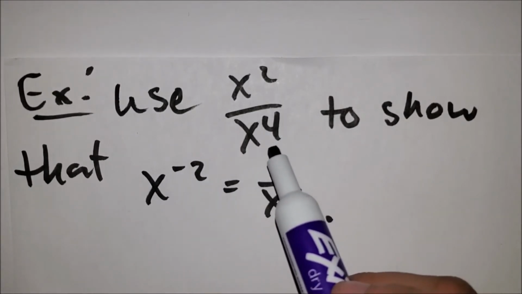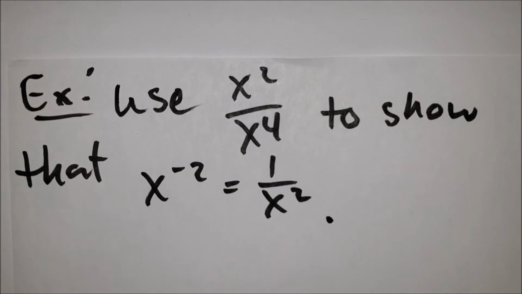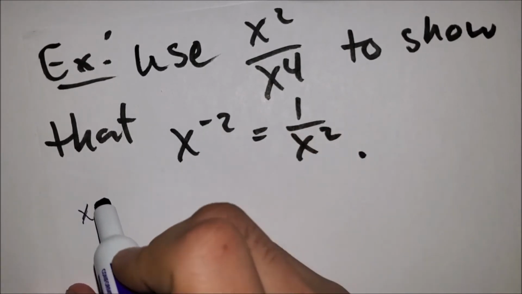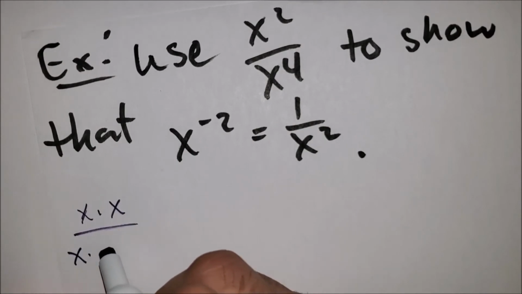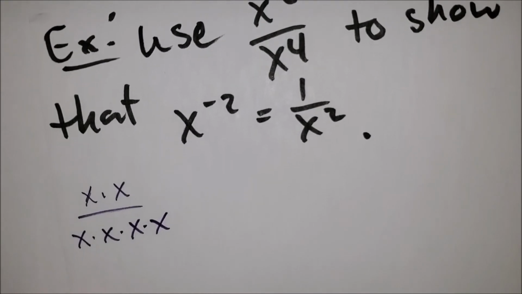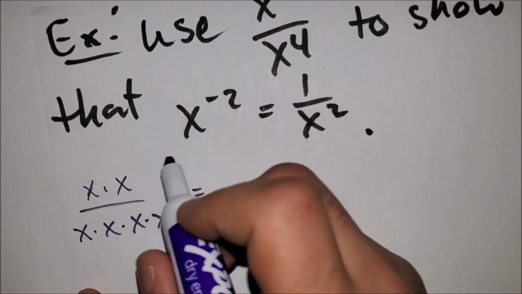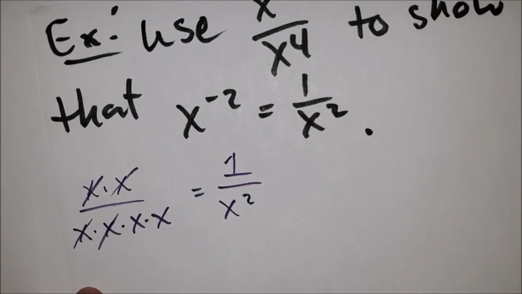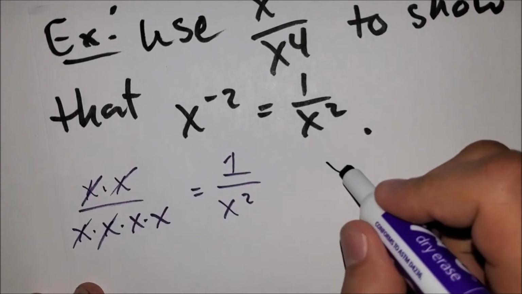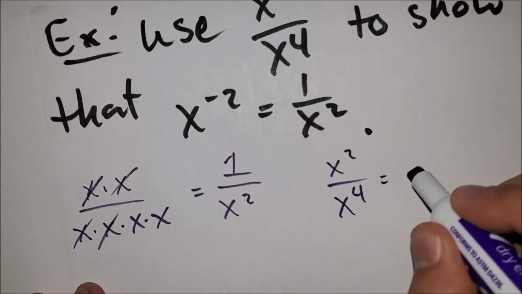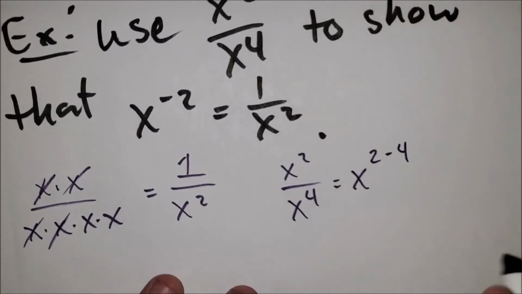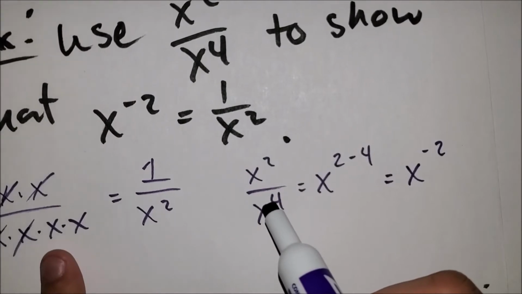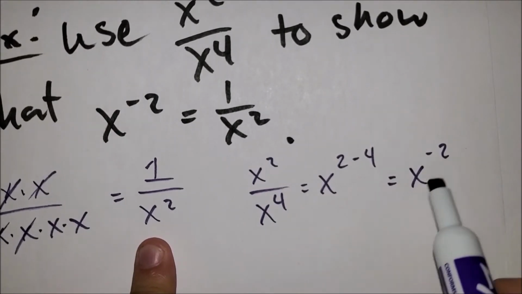We're going to use x squared over x to the fourth to show that x to the negative 2 equals 1 over x squared. We can say x times x is x squared, over x times x times x times x, using our definition. When we cancel out these x's up here, we end up with 1 over x squared. And we could say that x squared over x to the fourth is x to the 2 minus 4, which equals x to the negative 2. This and this are the same, which means that 1 over x squared is the same as x to the negative 2.